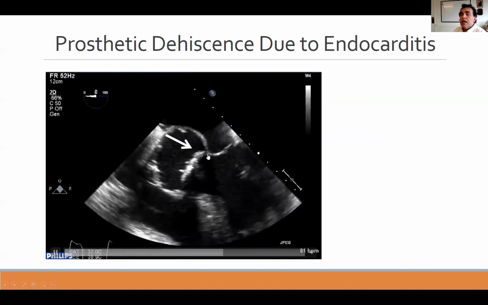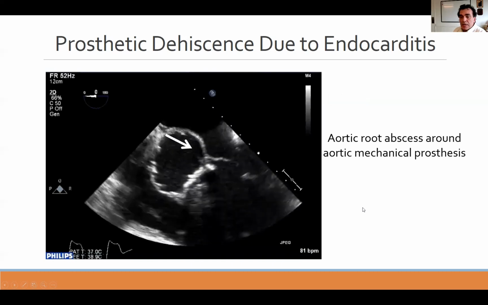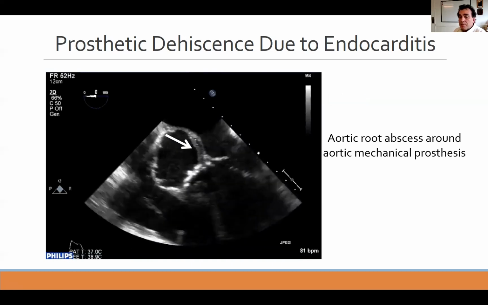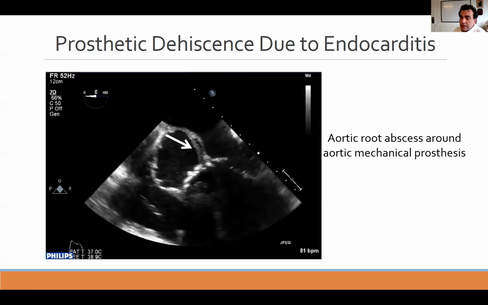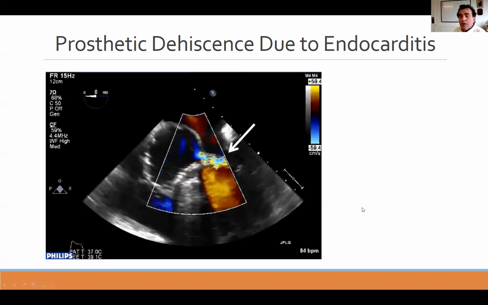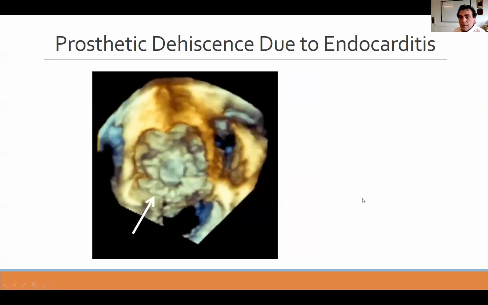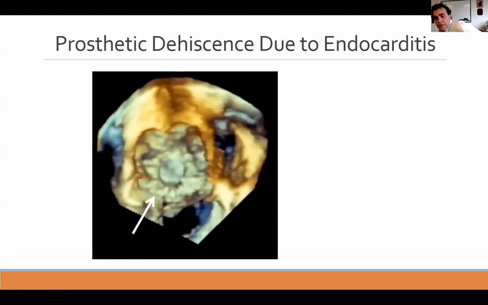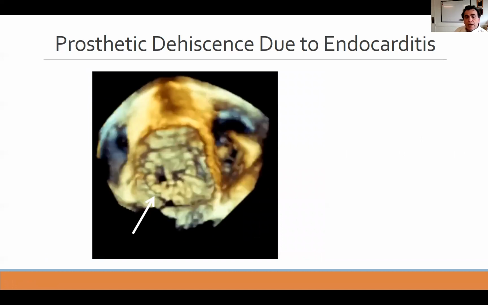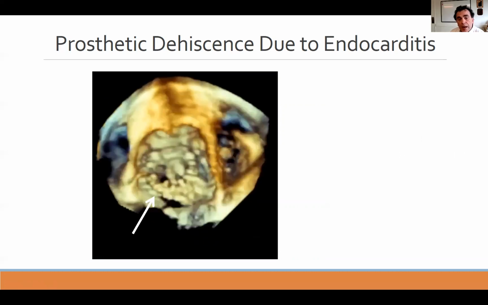There is a dehiscence at the portion of the sewing ring next to the mitral valve. So it's an aortic root abscess, and the aortic mechanical prosthesis has partly eroded, eating up the sutures and leading to prosthetic dehiscence. And now if you turn on the color, there is clearly paraprosthetic aortic regurgitation. Again, you see on 3D imaging of the aortic prosthesis from the aortic side, you see clearly there is a dehiscence of the prosthetic valve. The valve is going up and down.